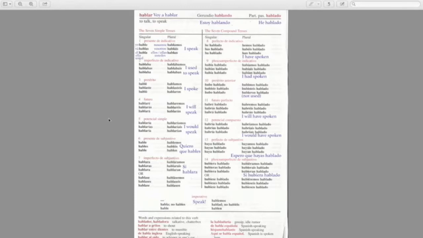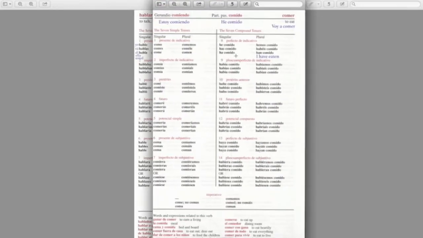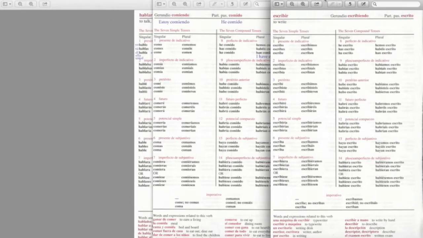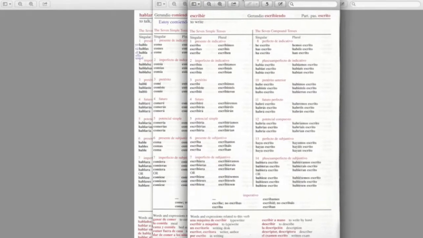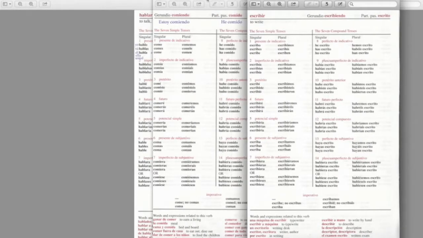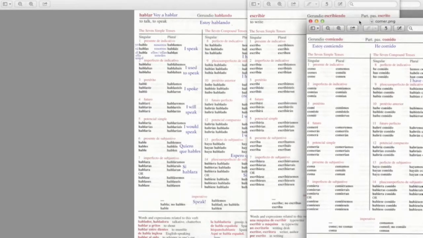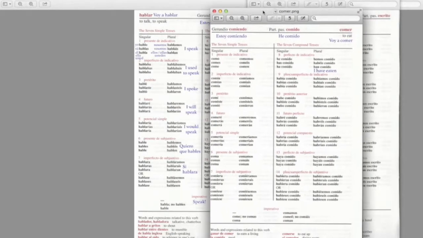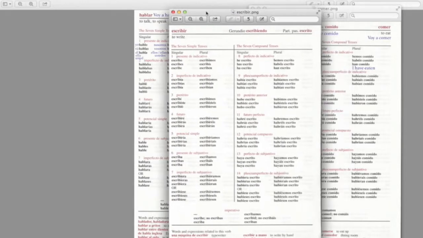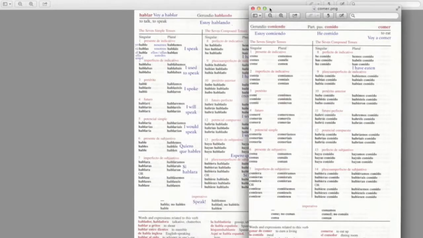So here I have a single page. I chose the verb hablar, and also hanging out down here I've got comer as a sample of an ER verb, and I've got escribir, which means to write, like a scribe, as a sample of your IR verb. But as you can see, all pages are the same. So all 501 verbs have the same structural makeup on each page.